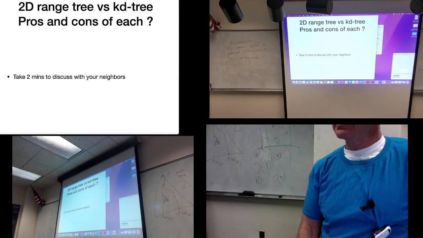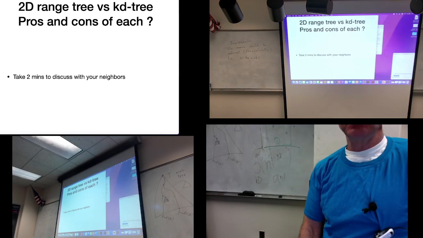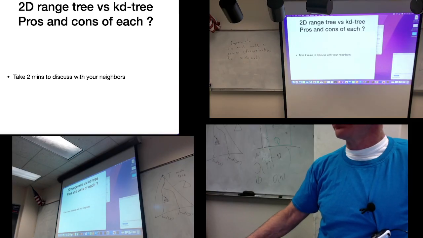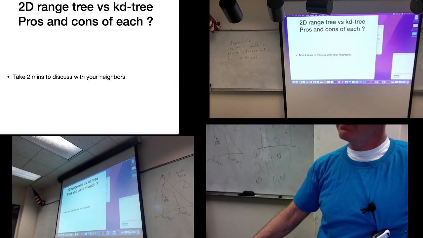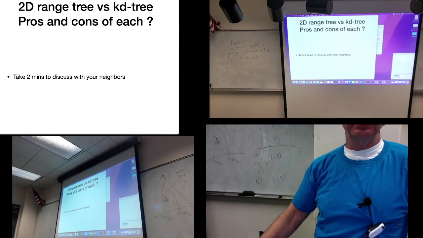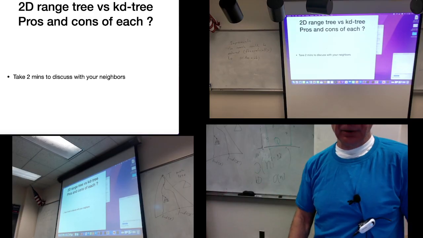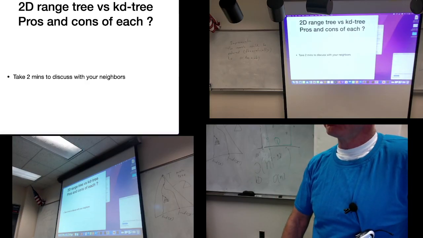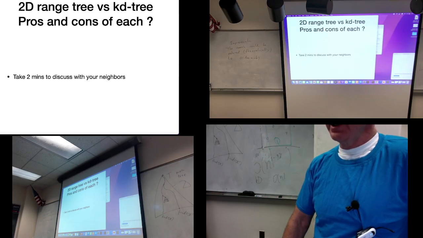We kind of discussed it, but take a moment and discuss what's the good thing here, what's the bad thing here. We kind of covered it, but I'll give you a moment: KD tree versus 2D range trees. Each one has weaknesses and strong points.